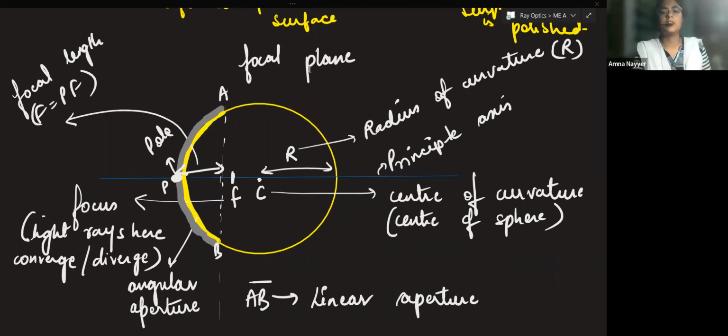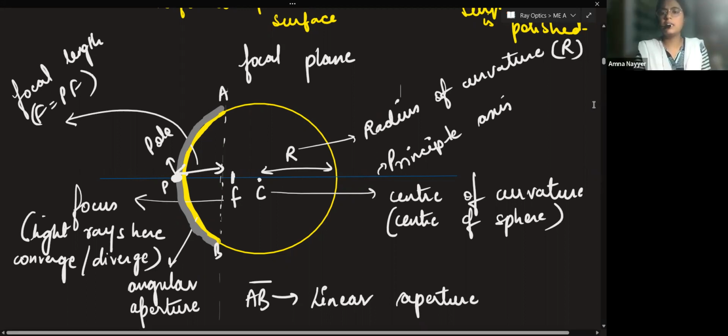Okay, so note it down. Then we'll see the sign conventions that are there. Just note this down.